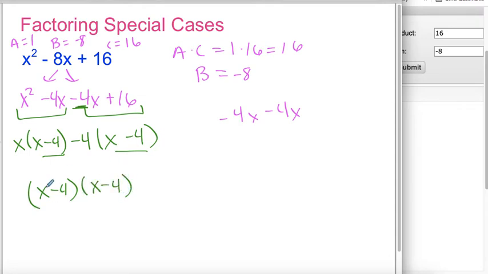Again, this is a special case, and they match exactly. So when they match exactly like this, you're able to write it as one of those binomials to the power of 2, because you have that binomial times itself. And that's what makes this a special case, is that we can rewrite it in a simplified form like that.